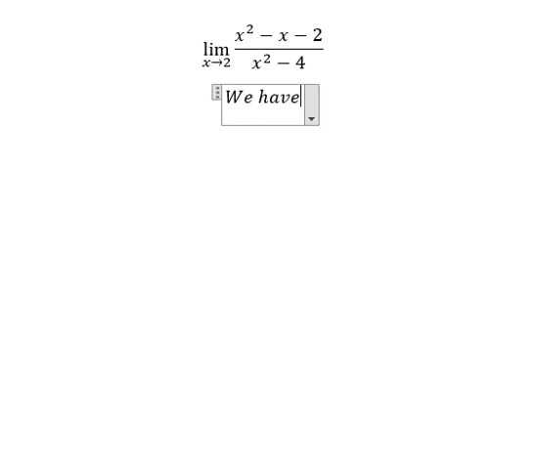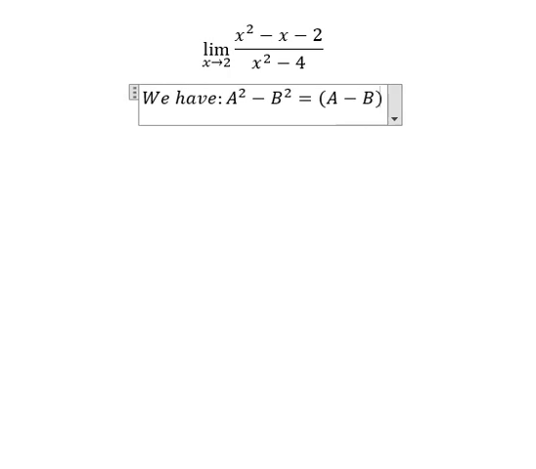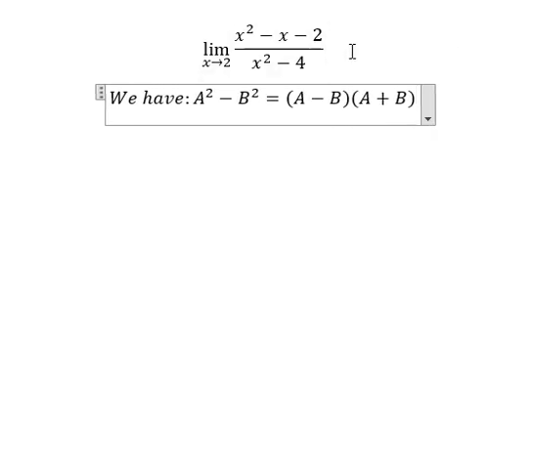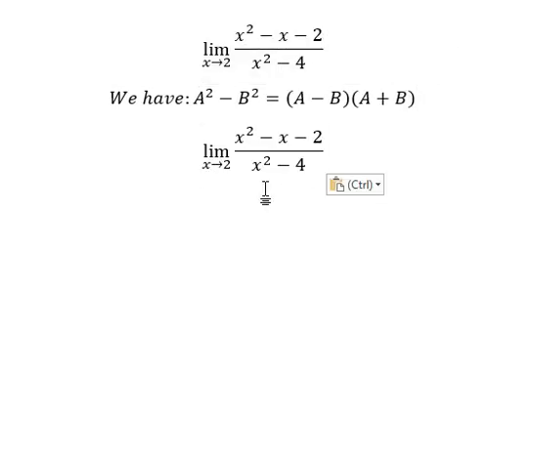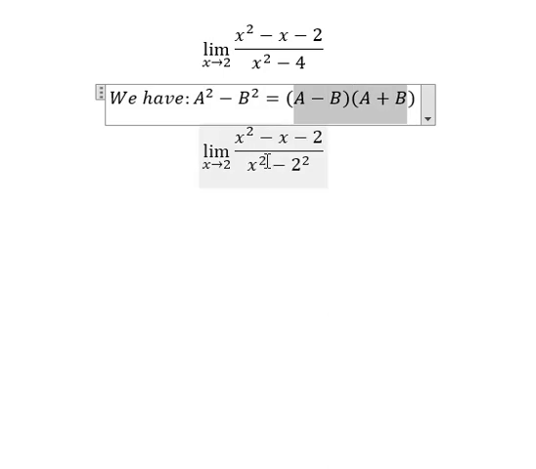We have the formula in here. So number 4 is about number 2 to the power of 2. So we need to transform this one into this one.